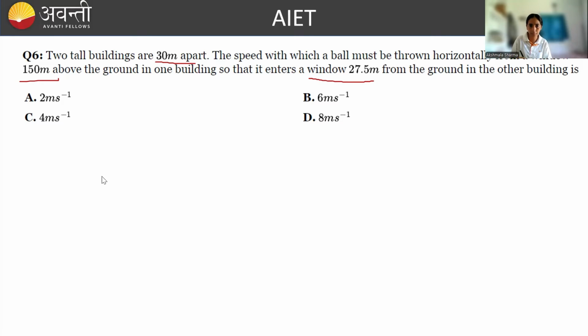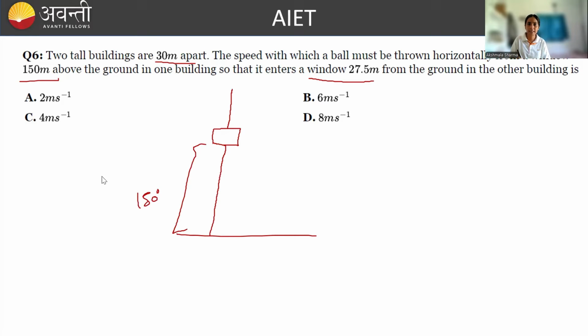Now look, make the diagram here. So for one building, this window is at a height of how much? 150 meters above. So this is 150 meters above. And then there is another wall. It also has a window. And at what height is the window from the ground? It is given as 27.5 meters.